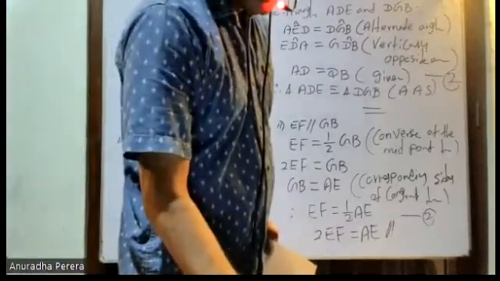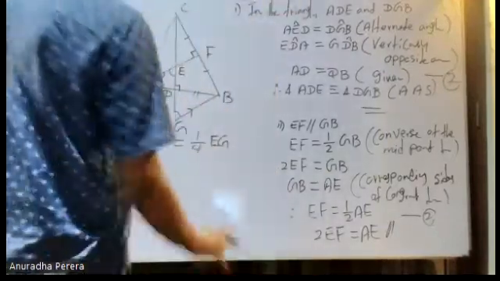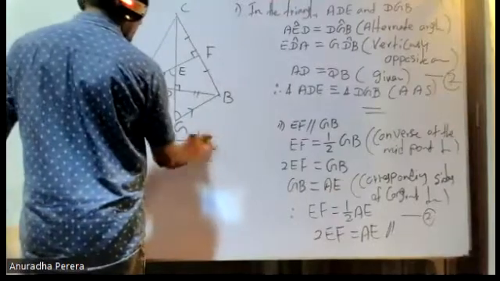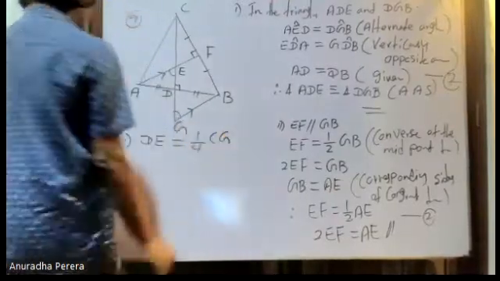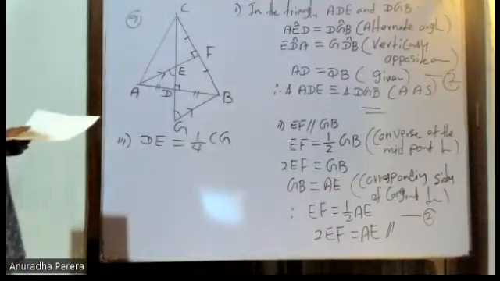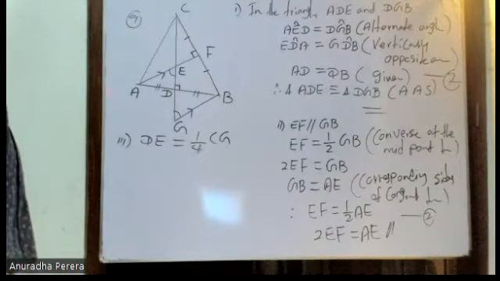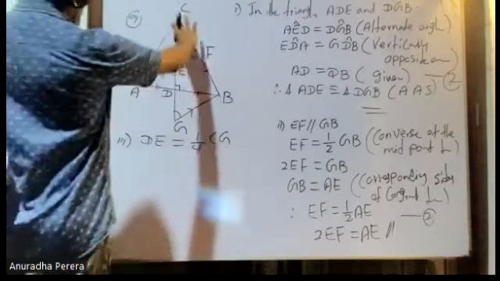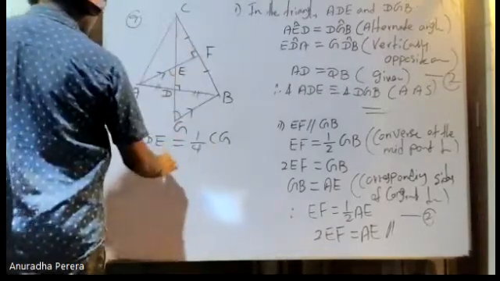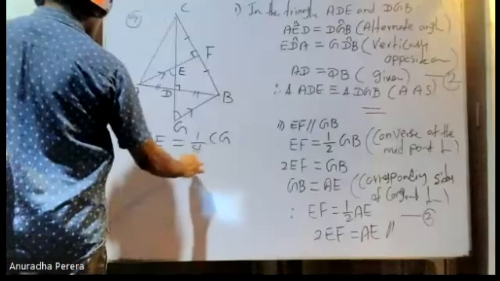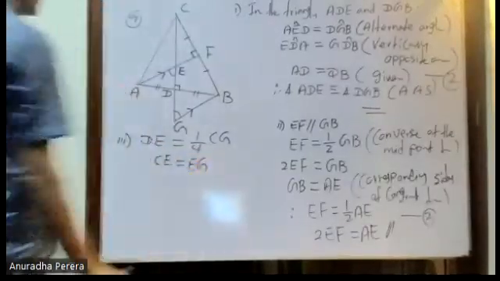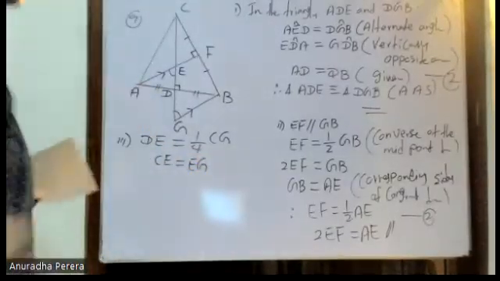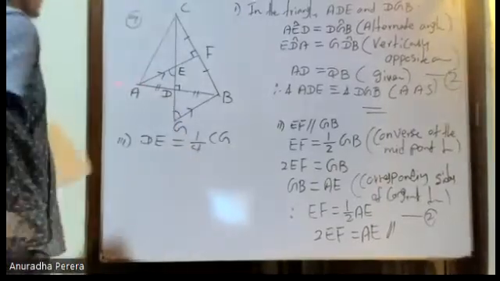1/4 CG. Right. We know CE equals EG. Why? According to the midpoint theorem, CE equals EG. You have to mention them.